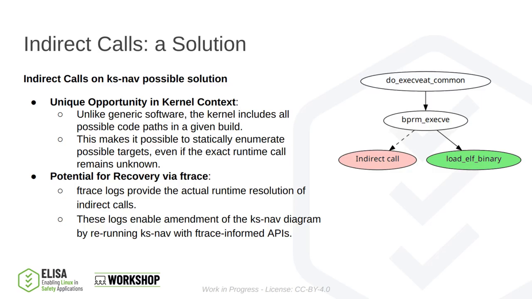For now, we have a workaround: the ftrace log. This log captures the runtime resolution of the indirect call, allowing us to rerun ks-nav with this additional information. This approach amends our diagrams, bridging the gaps caused by indirect calls.